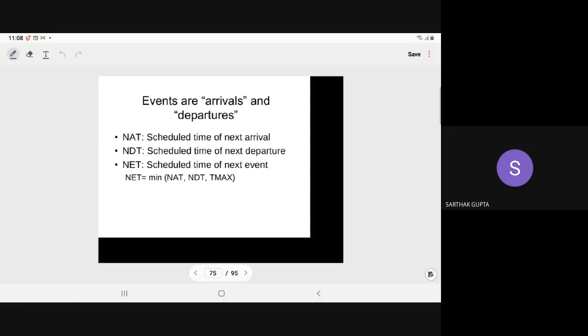NAT stands for the scheduled time of the next arrival. It means next arrival time, and it gives you the information when the next customer arrives. Similarly, NDT stands for the next departure time. It measures when the next customer departs from the system.